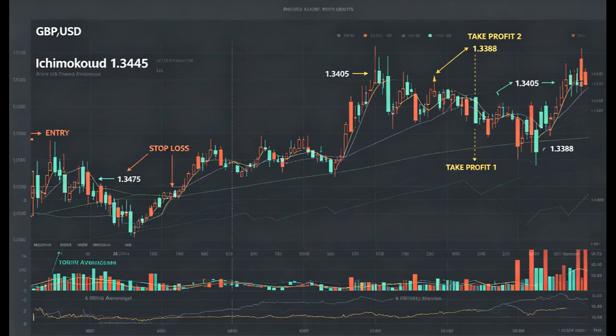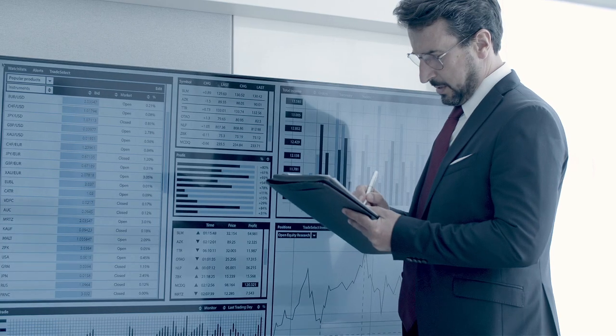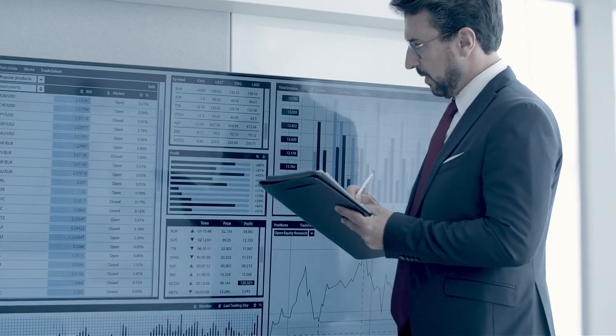What voids this setup? If price slices through 1.3375 and closes below on the 4-hour, the spring has failed, and I'm out. Patience is everything here.